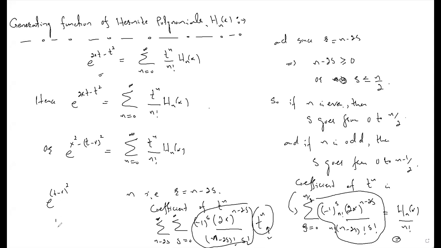(t minus x) whole square, what will it be? It will be t square plus x square minus 2xt, right? So, minus 2xt minus t square... we already have 2xt here. So one extra term comes in here, that is e to power x square. That's why I am writing this as e to power x square minus e to power x square, which will cancel, and you will get back this 2xt minus t square. It's very simple. So this is about the generating functions.